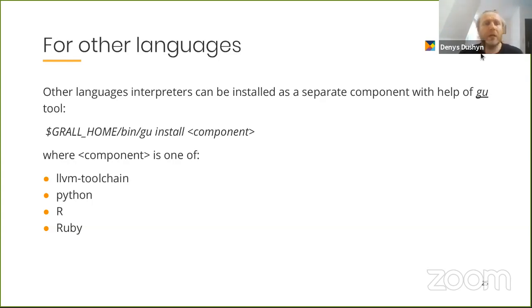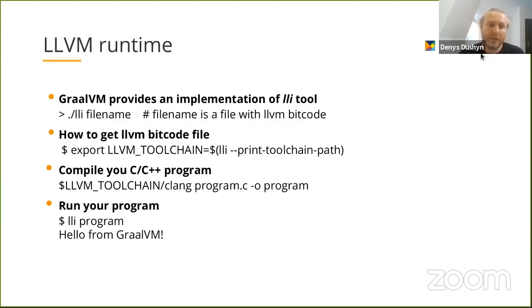In order to do that, you should install those interpreters with the help of a specialized tool, Graal Updater. It is located inside the Graal. You should run the Graal Updater with the install command and specify the component, where the component can be one of: LLVM toolchain, Python, R, or Ruby. After completion of the install operations, you will have interpreters for these languages.